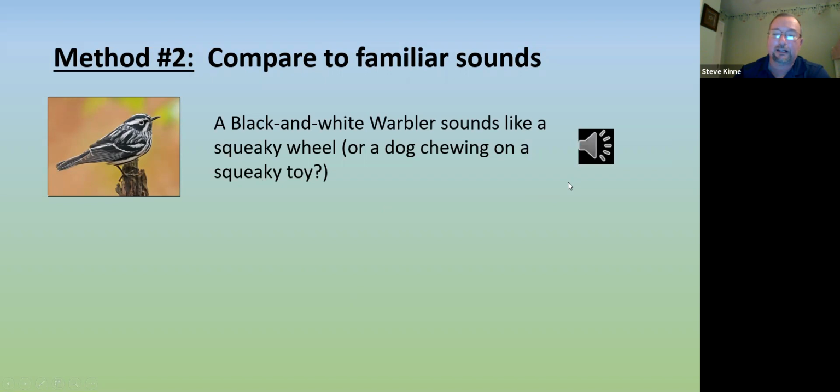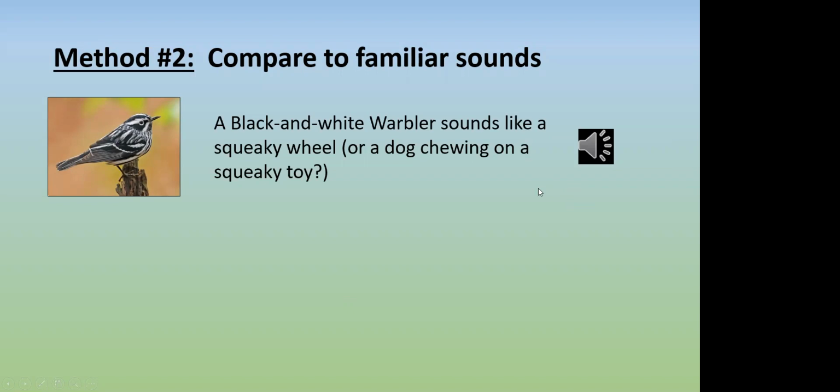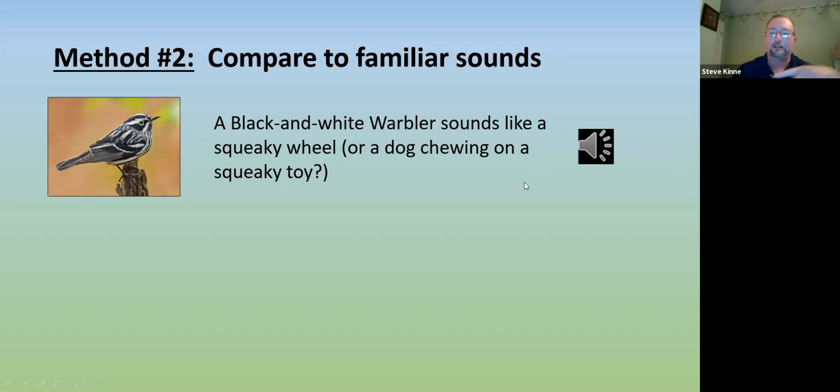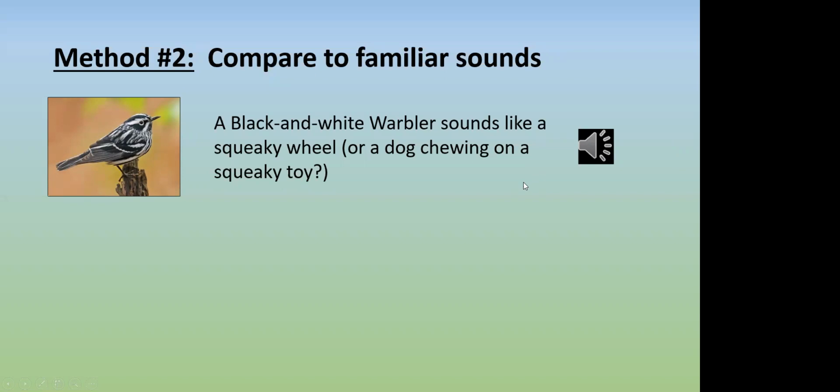Now, as you listen to it, I got to tell you, before I knew about the squeaky wheel thing, it always reminded me of my old dog who was chewing on a squeaky toy. You know, he did a squeaky, squeaky, squeaky. But I want you to hear it and see which one it sounds like to you. So you can kind of imagine a little kid maybe with a wagon wheel that needs a little bit of grease, and as they're pulling it along, it's going squeaky, squeaky, squeaky. So that's oftentimes used as a description for the black and white warbler.